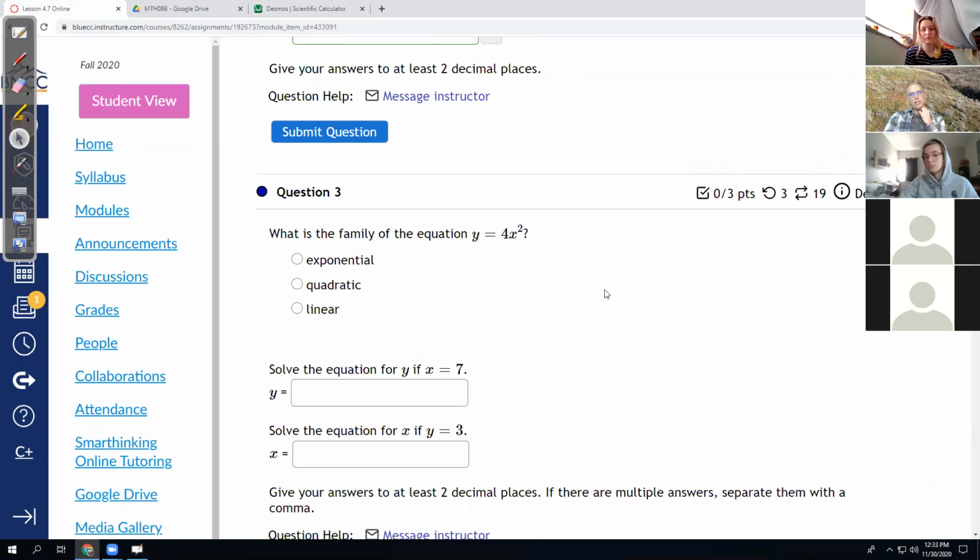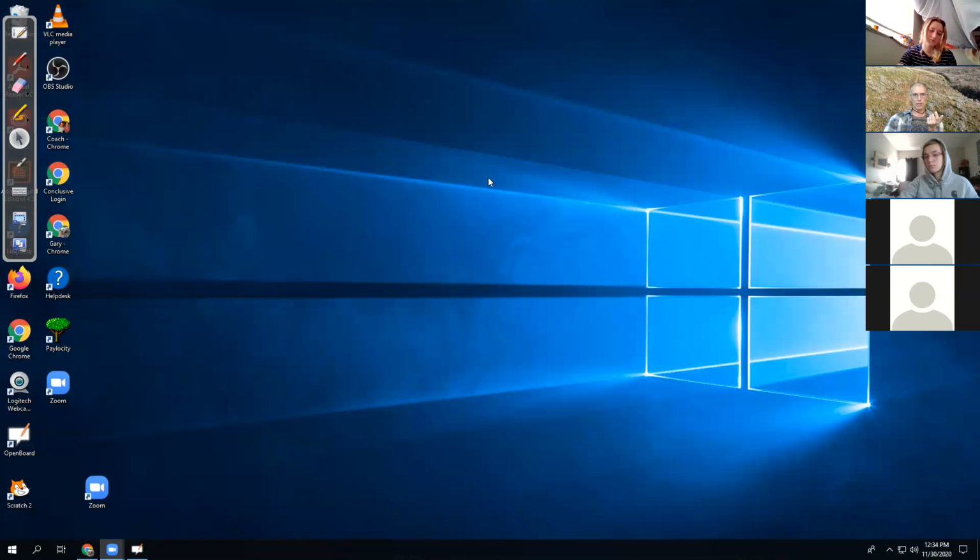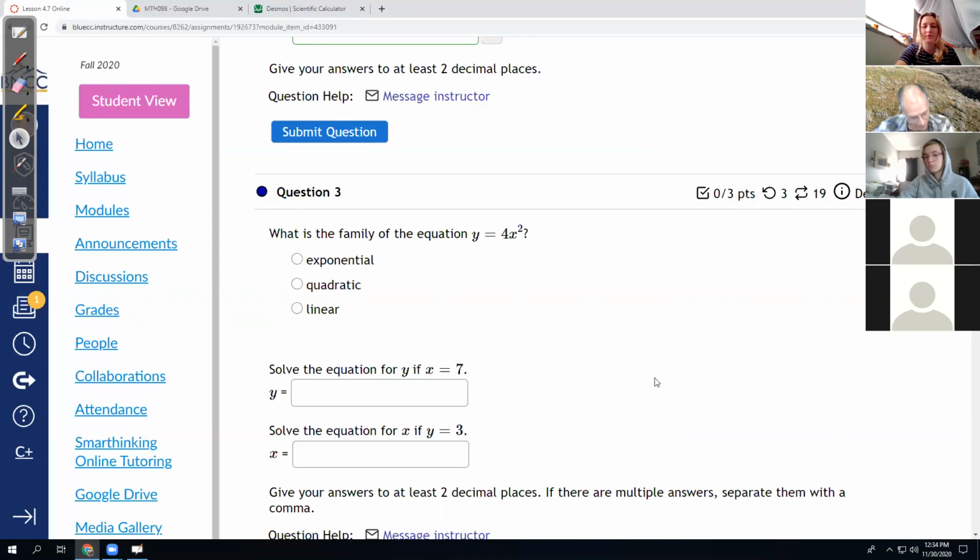All right, what is the family of the equation y equals 4 times x squared, x to the 2nd power? Anybody want to take a shot at that? Oh, I lost my chat screen. Where did it go? Oh, there it is. There we go. Okay. Nobody wants to tell me what they think that is. Is that quadratic? It is quadratic. Ah, thank you. A bunch of people telling me.